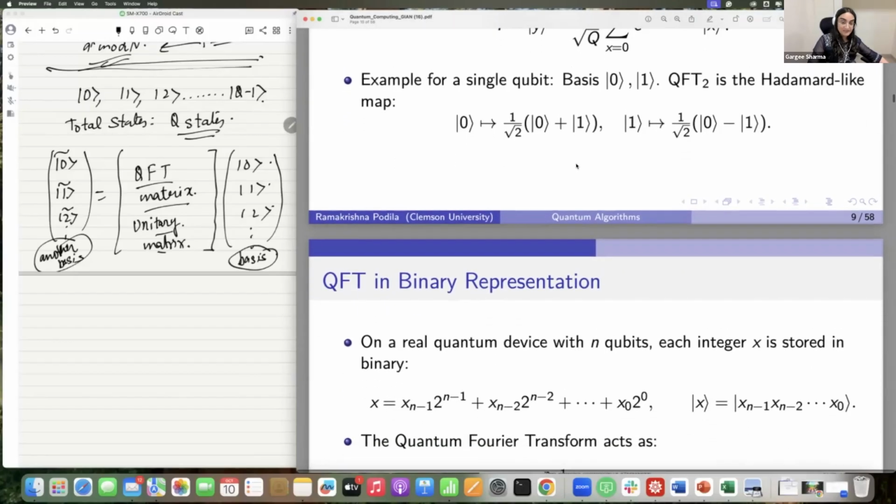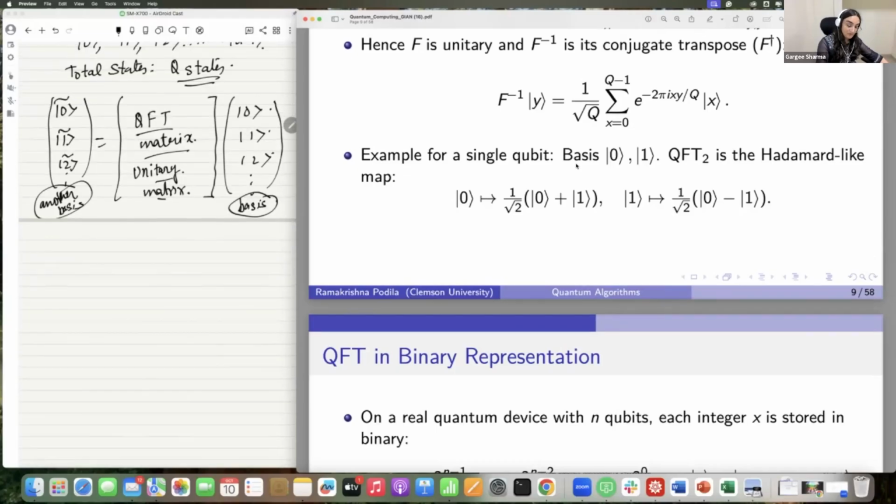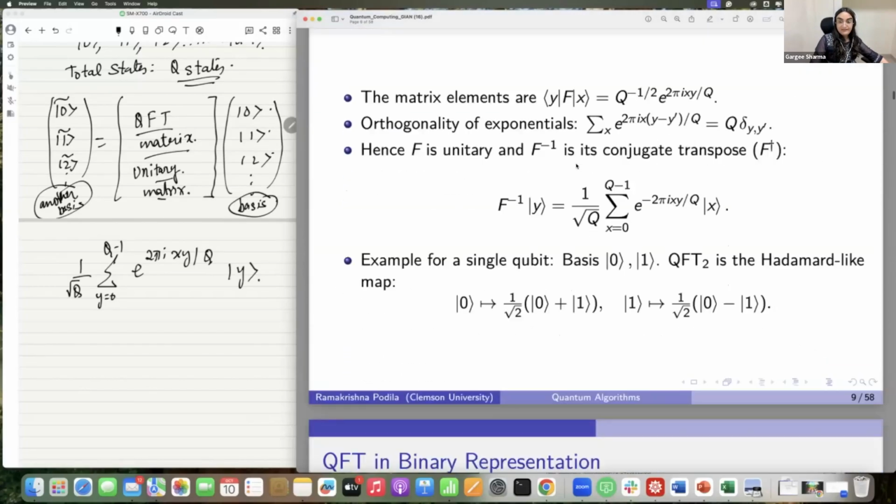So let's see an example. What was our relation? Let's say you have some state x. How do you do the Fourier transform? Summation y equals 0 to q minus 1, over root q, exponential 2 pi i xy divided by q, ket y. Right, this is the Fourier transform.